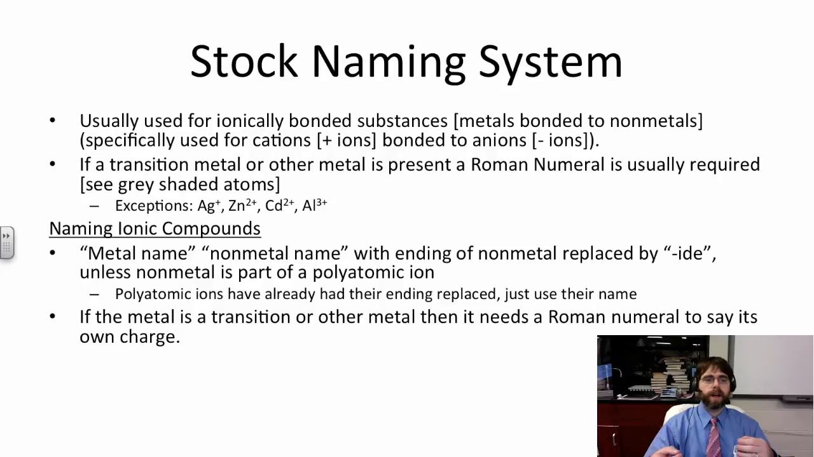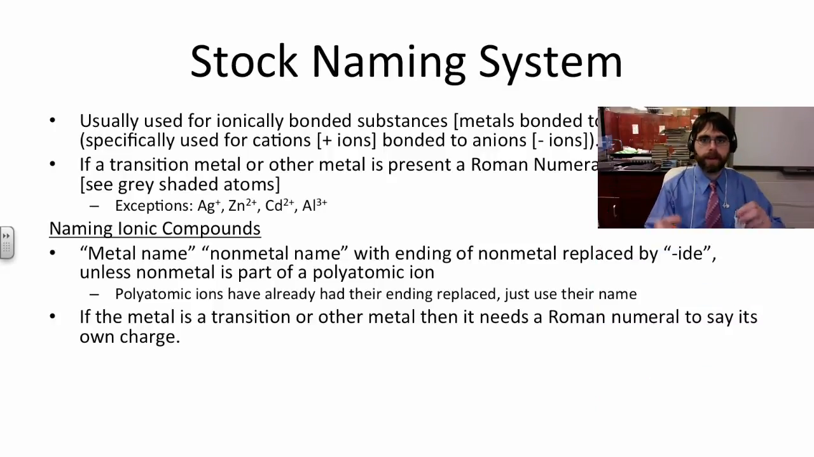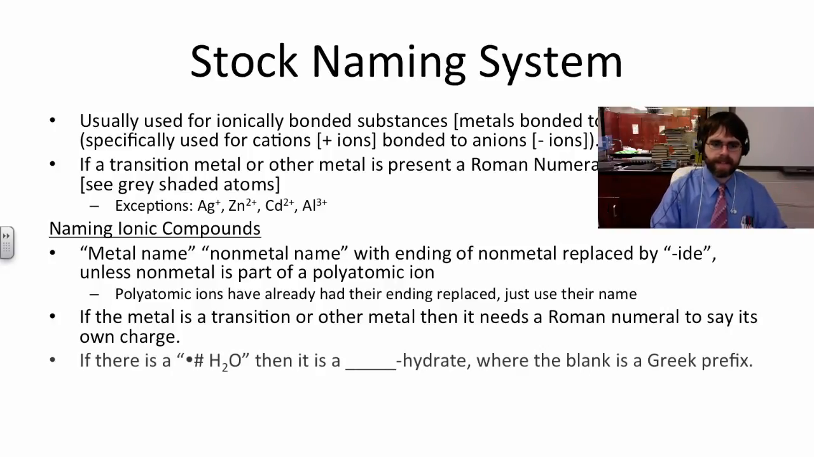If there's a transition metal, as I mentioned up above, then you need a Roman numeral, and the Roman numeral tells you the charge of the metal. So this is not the number of that metal that is in the compound, it is the charge of the metal in the compound. And I'll show you here in just a moment how to figure out the charge of these things through some examples. Although there's quite a bit of detail here to go through, that's really all there is to naming these things, unless it's a hydrate.